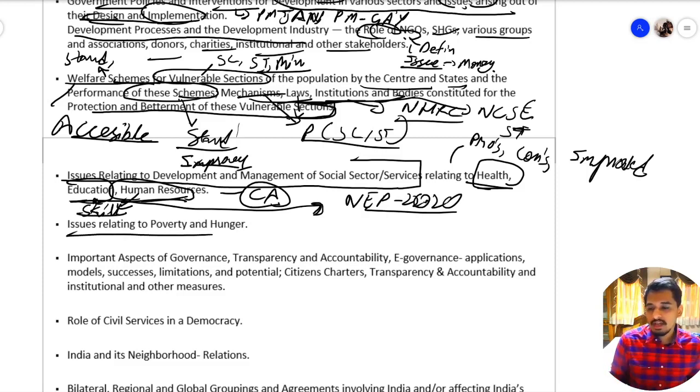Then we have issues related to poverty and hunger. What are the issues with respect to poverty and hunger, and how poverty and hunger are interrelated with each other, and what government steps have been taken to eliminate them.